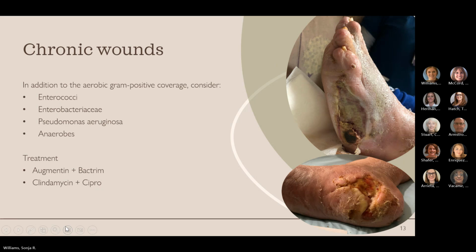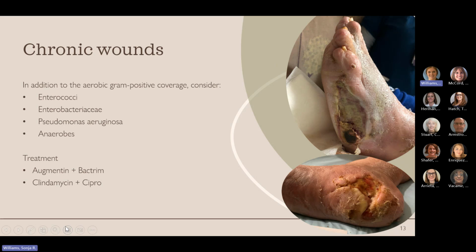I don't have any volunteers, so I'll just go over what UpToDate says. Someone said, oh, Levaquin. Okay, let me see here. Levaquin, yeah. Stuart said Levaquin. Anybody else? And Levaquin's a good response because you're concerned about Pseudomonas.